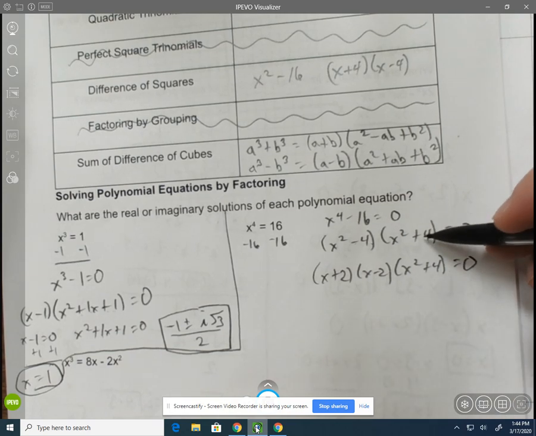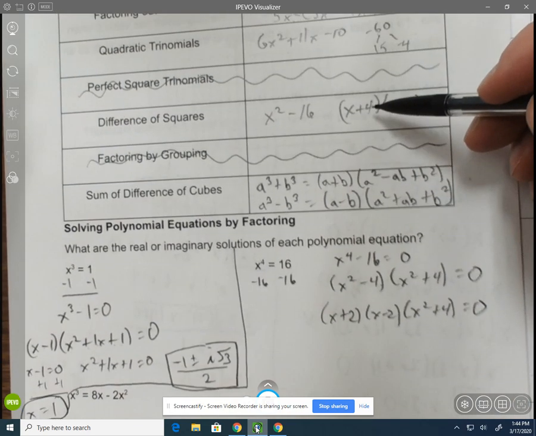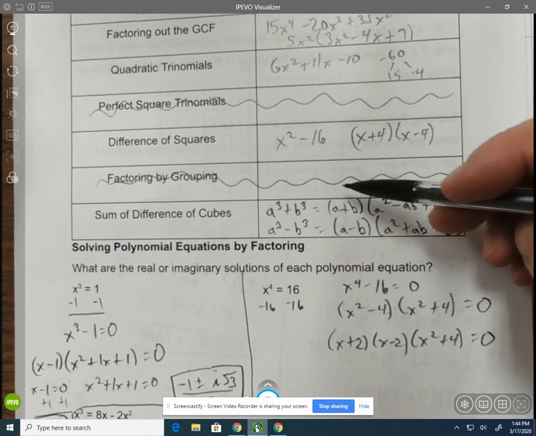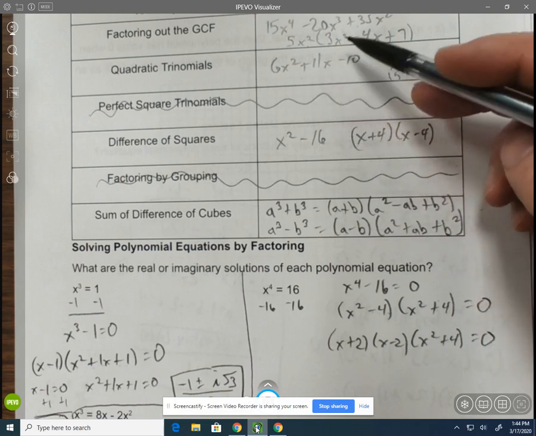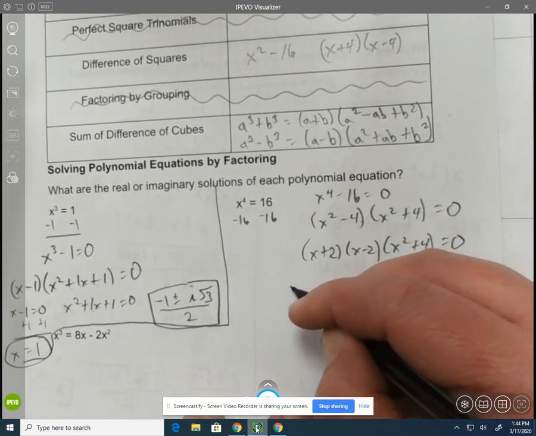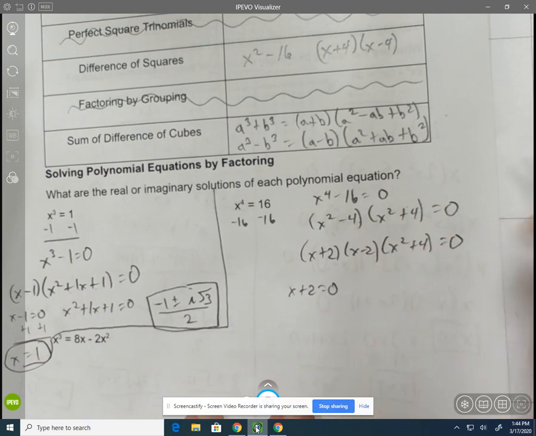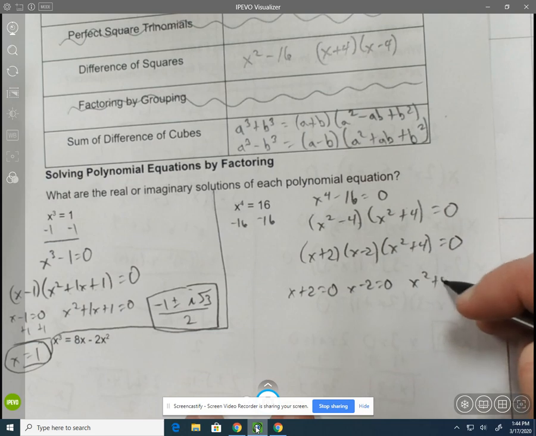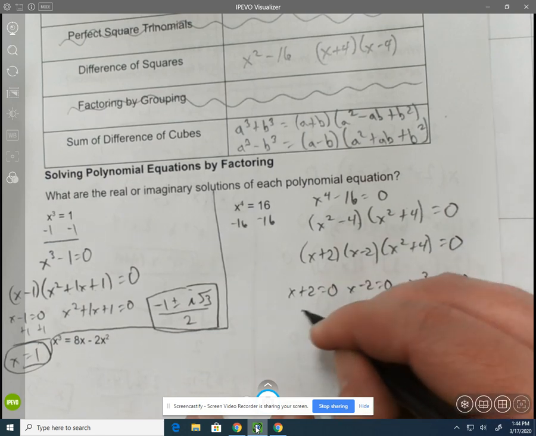I can't do anything with that because I notice I don't see a sum of 2 squares up here. This is a sum of 2 perfect squares. I see a sum of 2 cubes, but I don't see a sum of 2 squares. So this thing can't be factored. And I just want to know, when are these going to be 0? When is x plus 2 going to be 0? When is x minus 2 going to be 0? When is x squared plus 4 going to be 0?